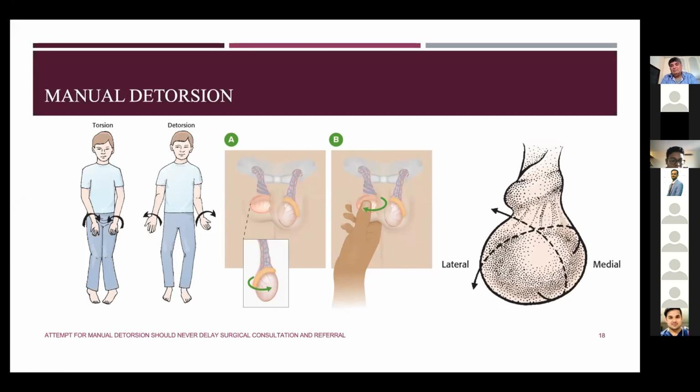So an attempt at manual detorsion should never delay surgical consultation and referral, and it is not done as a routine part of management.